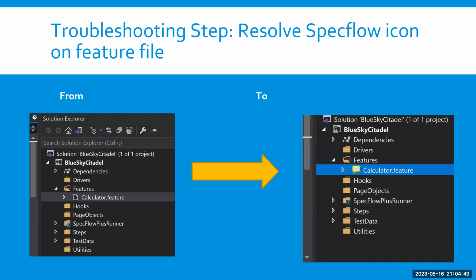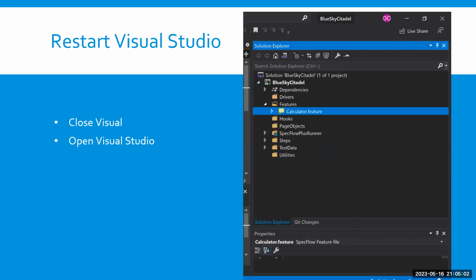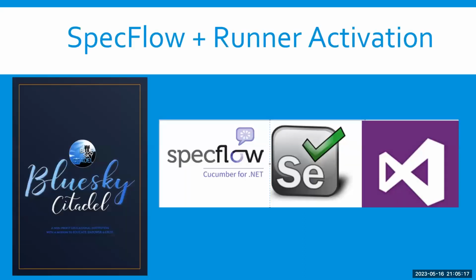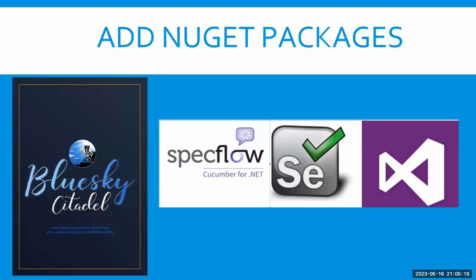You can see the troubleshoot step, resolve SpecFlow icon on the feature file. You can see from before what we had, and when we've activated our SpecFlow, what we actually have. And you need to close your Visual Studio and open Visual Studio again. You can delete your calculator.feature, or you can use it as a guide to create a feature file, which I'm going to explain to everyone. And yeah, SpecFlow+ Runner is activated.